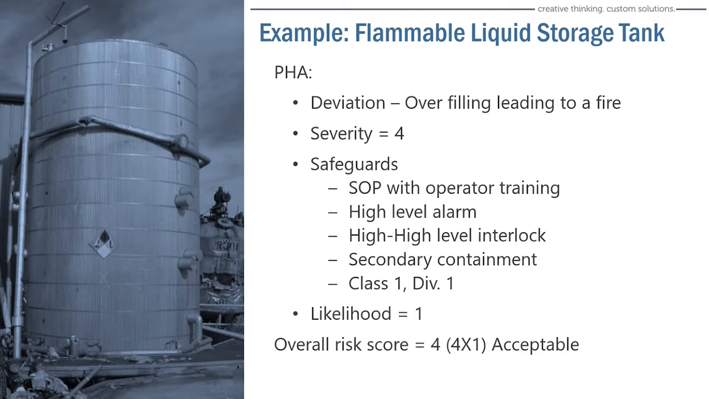So sitting around the table, we all look at each other and we go, okay, based on these safeguards, what's the likelihood of having an overfilling situation leading to a fire? And everybody looks at each other and goes, well, that's pretty impossible. So I'm going to give it the lowest likelihood. I'm going to give it a 1. And so your overall risk score is 4 times 1, which for most folks is acceptable. And so we just go on to the next deviation.